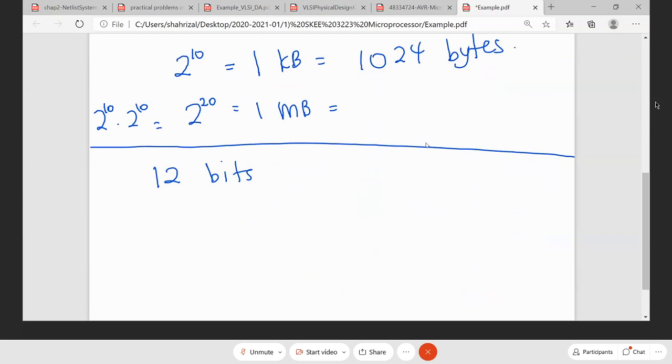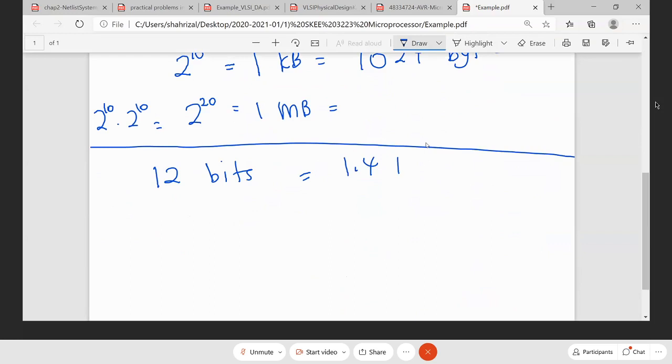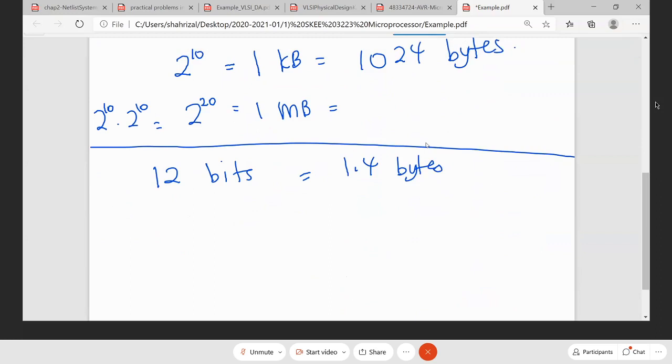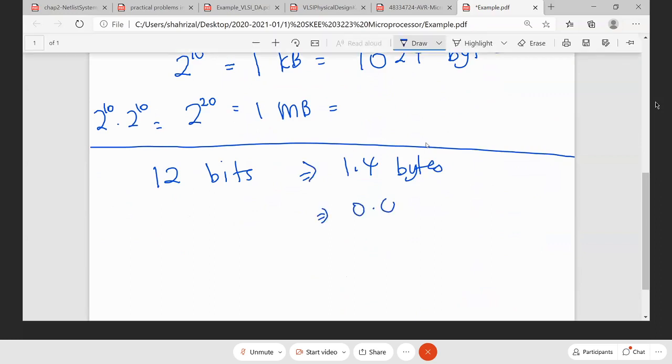1.4 bytes. Wow, very specific. 1.4 bytes. Somebody else? 0.01. Where do you get this number from? I don't know. Because 1 byte is 8 bits, right? So I don't know. Okay, good guess, but not exactly true.